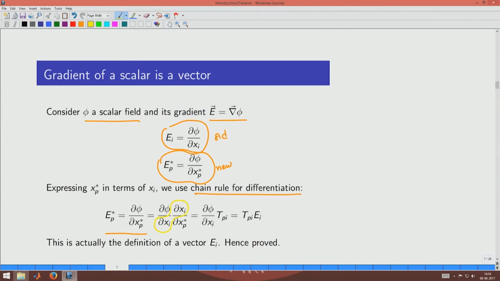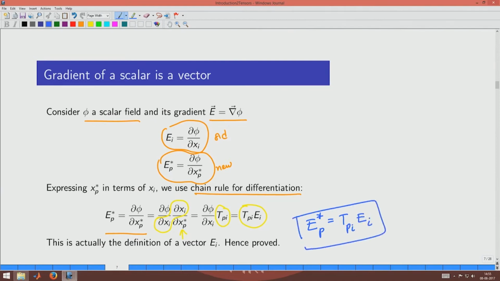So, if that was true, then you can use the chain rule, and if you use the chain rule, then we immediately recognize that here we have got in the second term the elements of the transformation matrix T, because we defined the transformation matrix elements in terms of the differentiation also earlier. So, we recollect that and bring that in here. Then we immediately see that we get the new coordinate system expressed in terms of the old with a T coming up. But then we realize that what we have basically written is E_p star is equal to T_pi E_i.